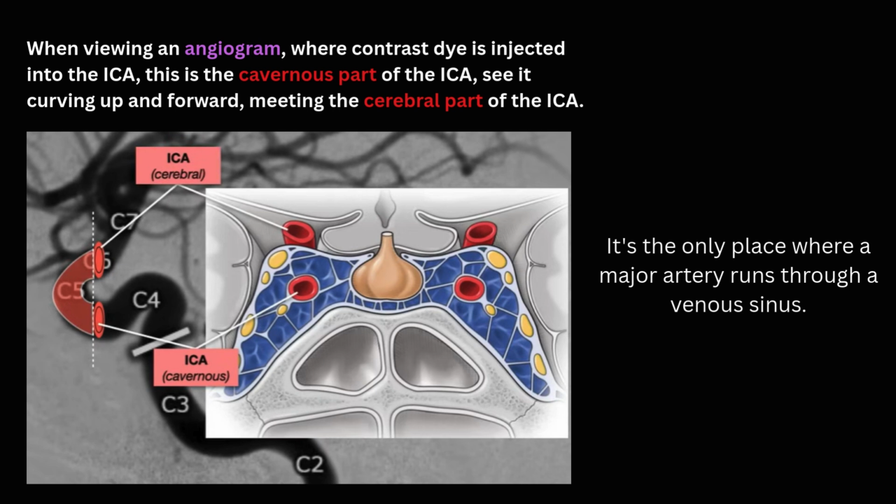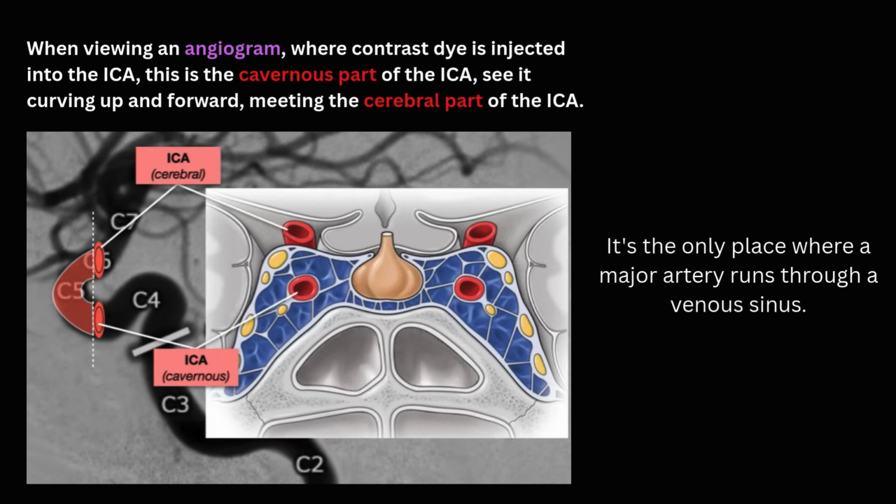Now, when doing an angiogram, what happens is that we inject contrast dye into the arteries, for example the internal carotid artery, and we take an X-ray of it. So this allows us to see the arteries visually better and identify clots better. Now, in this part you're looking at the cavernous part of the internal carotid artery. You can see in the angiogram how it slowly curves up and ascends to form the cerebral part of the internal carotid artery.